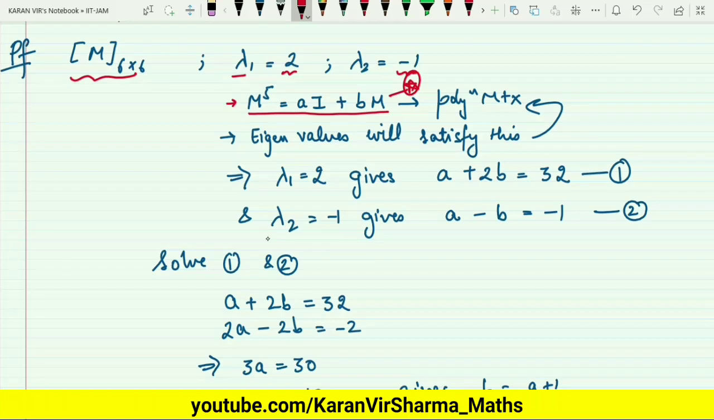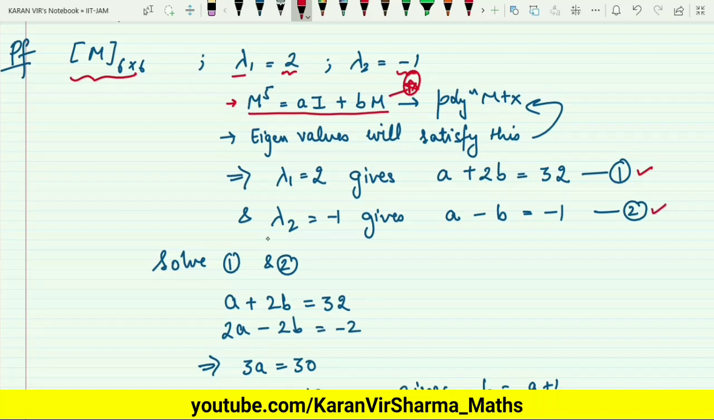So you get A into 1 plus B into 2, that is A plus 2B is equal to 2 raised to power 5, which is 32. So this is the first equation. Similarly, lambda 2, which was minus 1, must also satisfy this equation. And on substituting the value in place of M, you get A minus B equals minus 1.